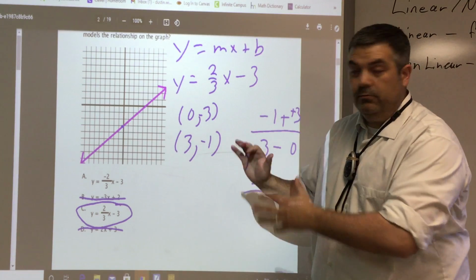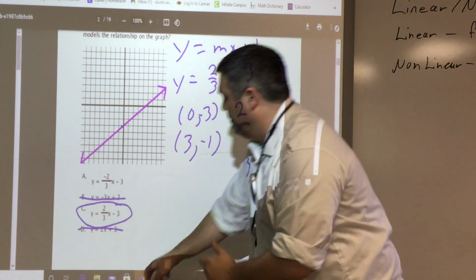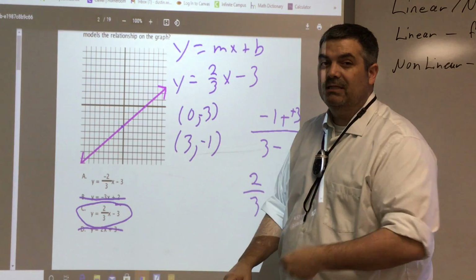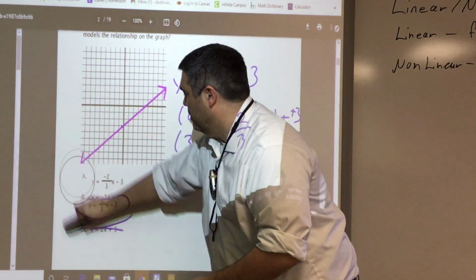Guys, we can do this. We can do this. All right? So, not a big deal, especially if you know that this is positive and you know your y-intercept, you could have picked this out without much of a problem. Okay?